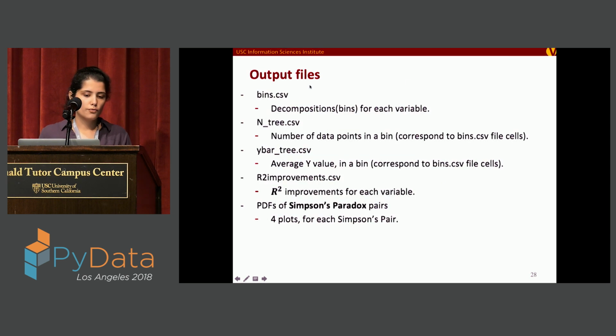The output has five types of files. There's bins.csv, which tells you what the bins are for each of those variables. Entry is the number of data points in each of the bins, and it corresponds to bins.csv. And y bar tree is the average value of y for each bin. Or code is for binary variables, so y bar tree is a value between 0 and 1. R-squared improvement is the R-squared improvement for each of those variables. And for each of those Simpson's paradox pairs, we have a PDF file. For example, as you can see in the second exchange data, we have 7 different Simpson's paradox pairs, so we have 7 different PDF files, with 4 plots for each of those pairs.